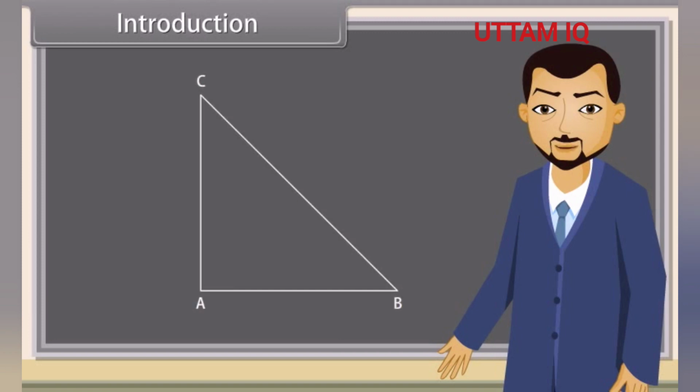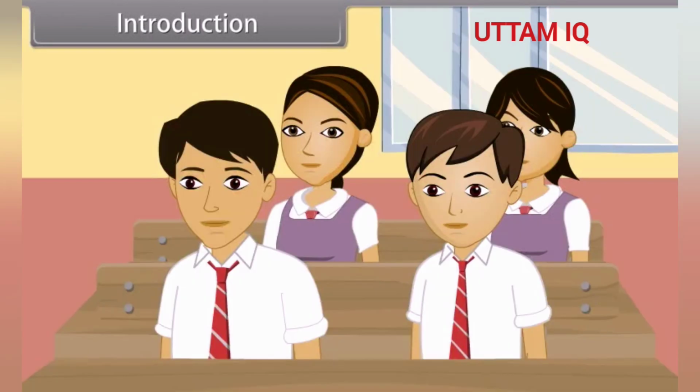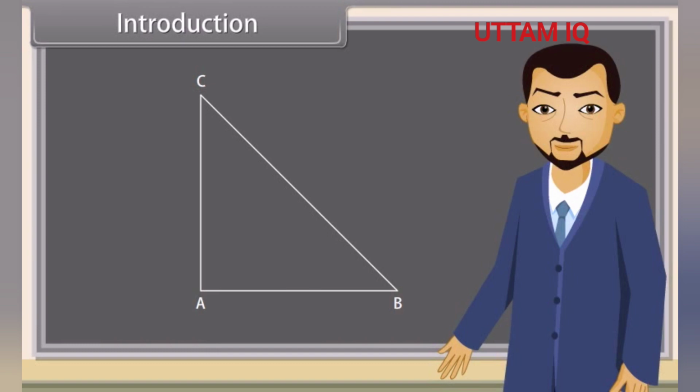Which triangle is this? Right triangle. Correct. Now if one side of this triangle is 10 centimeter, second side is 15 centimeter, then can you tell the length of the third side? Yes, we can find the length of the third side using Pythagoras theorem.